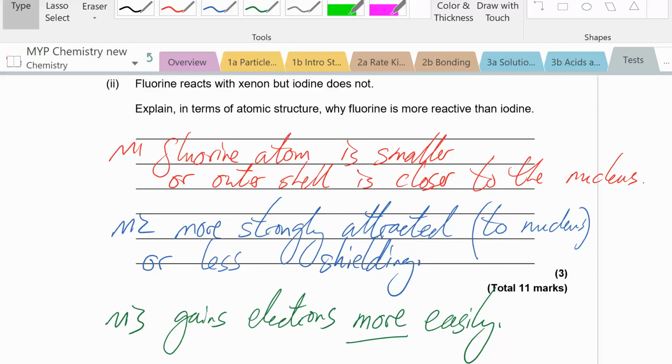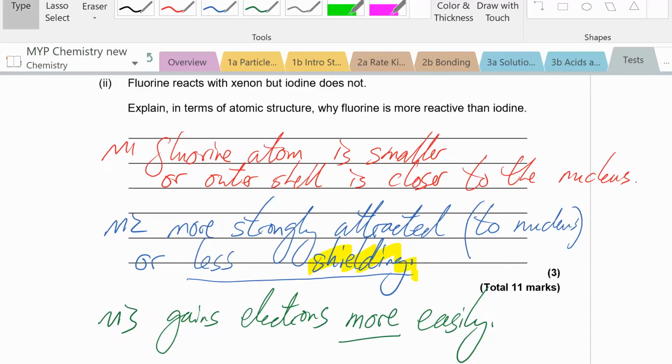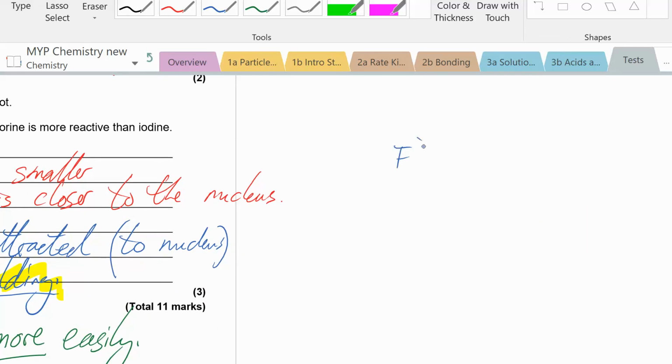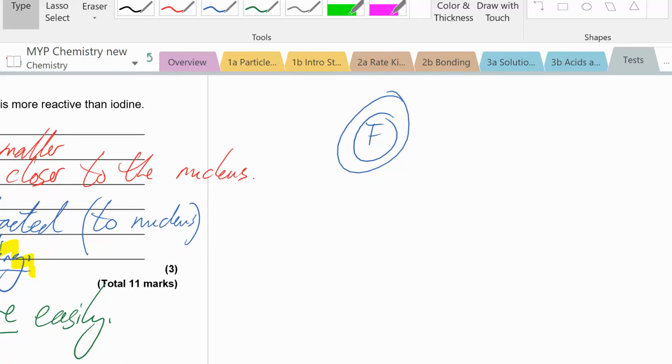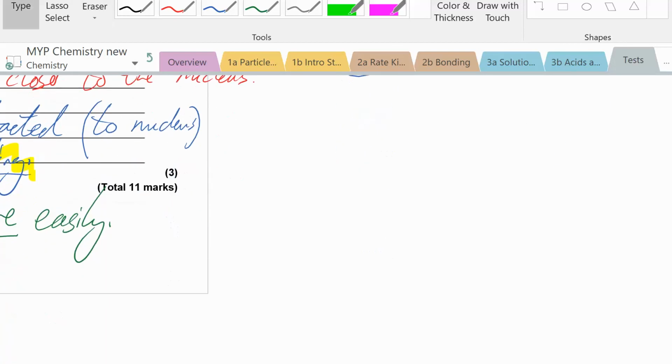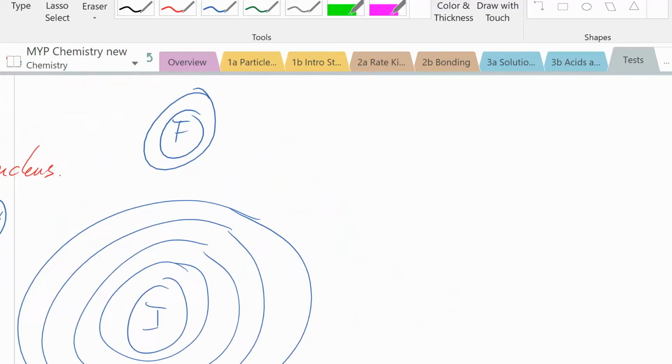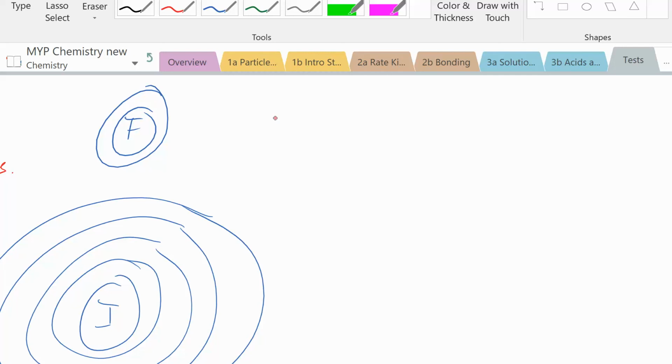The same principle with the chlorine essentially. The fluorine atom is smaller, or the outer shell is closer to the nucleus, so it's more strongly attracted, or less shielding. There's that word, shielding. So it gains electrons more easily. So fluorine is a much smaller atom than iodine. Iodine would actually have 1, 2, 3, 4, 5. Fluorine is much smaller, so it's a lot easier for an electron to join fluorine than an electron to join iodine. Okay, much smaller distance.